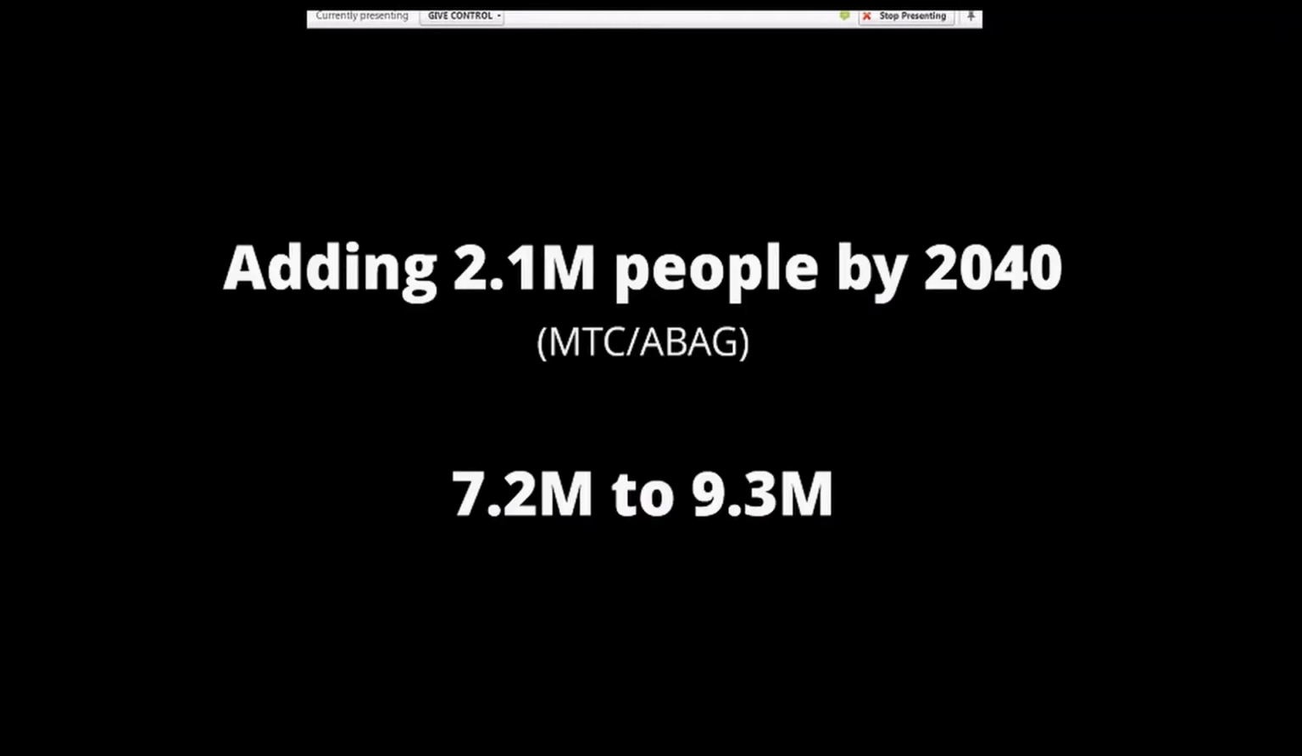And we have more people on the way to this region. Our local Metropolitan Transportation Commission, our planning organization, estimates that the Bay Area is going to add an additional 2.1 million people by 2040, which would bring us to 9.3 million. So this is a really good time to get strategic about which habitats and lands we are going to ensure are conserved in perpetuity.